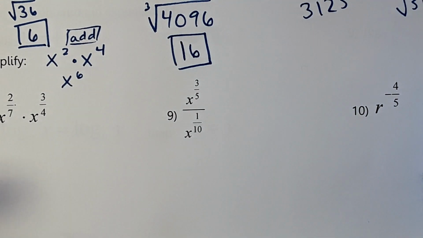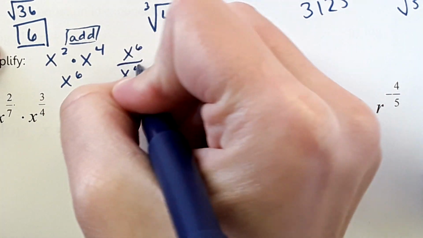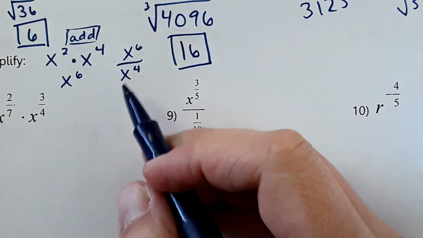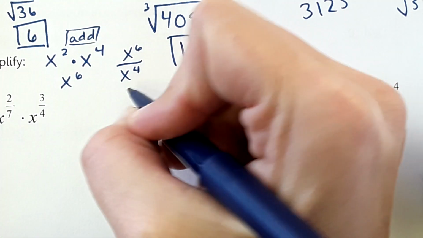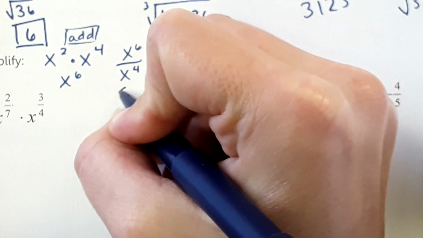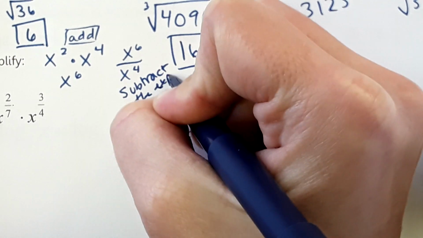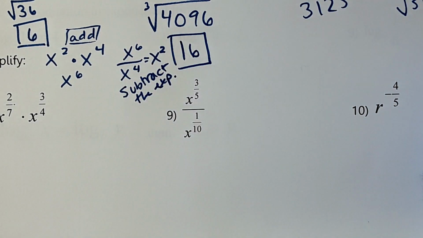And with division, if you had like x to the 6th power over x to the 4, you would have 6 x's on top, 4 on the bottom. You'd cancel them out and be left with 2 x's. So you are subtracting. You can subtract the exponents. So this would then equal x to the 2nd power.